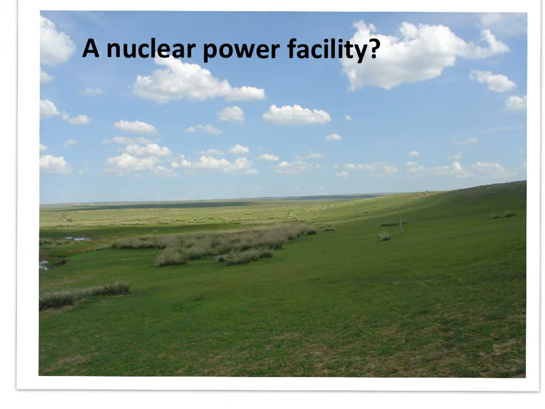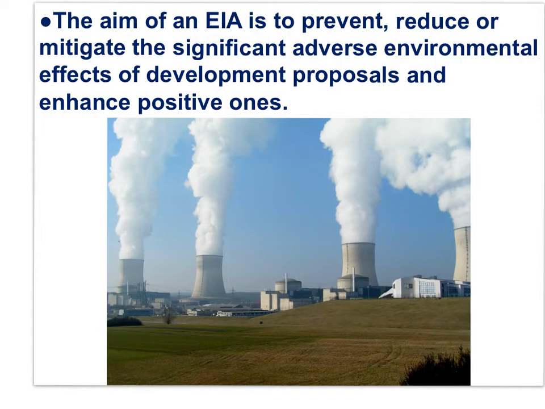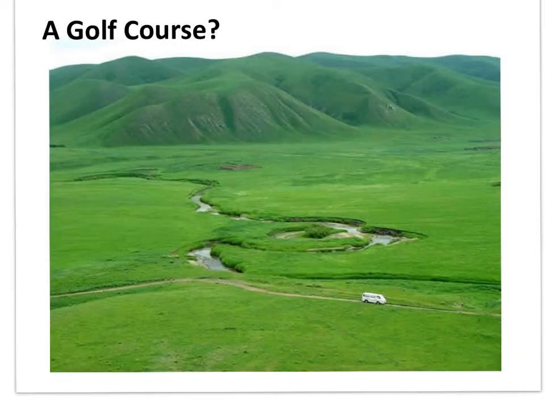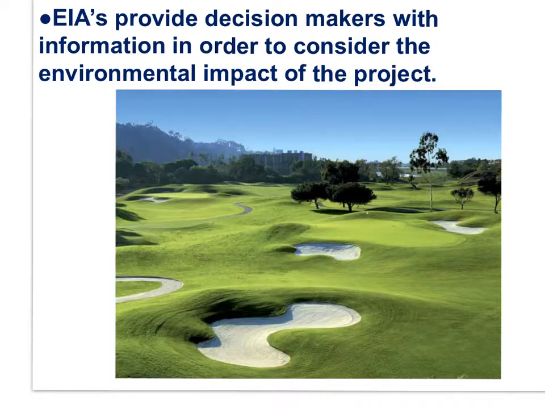Should a nuclear power facility be built here? The aim of an EIA is to prevent, reduce, or mitigate the significant adverse environmental effects of development proposals and enhance positive ones. By what process would society decide to develop a golf course here? EIAs provide decision makers with information in order to consider the environmental impact of the project.